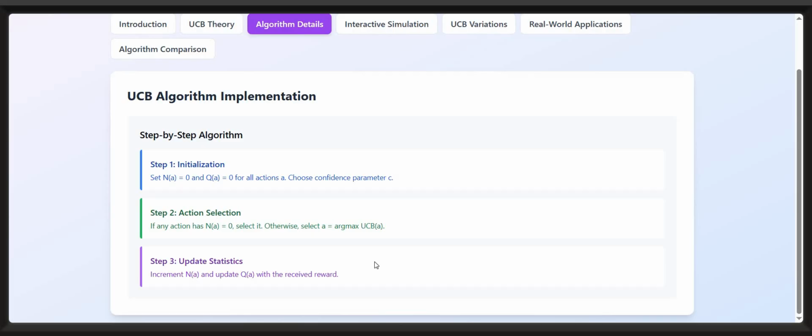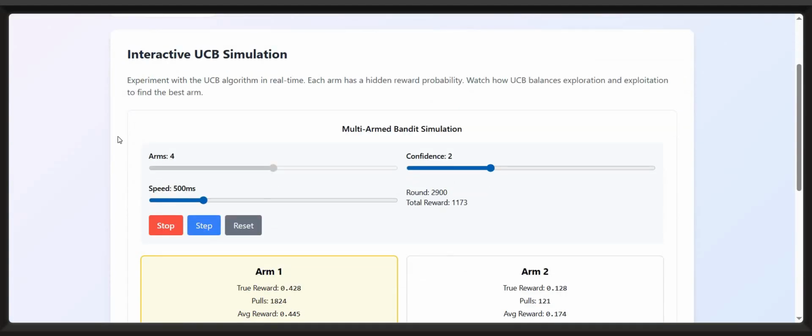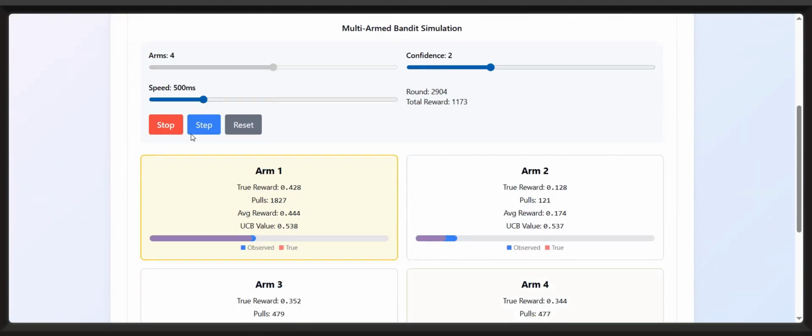Once we pull an arm and observe a reward, we update the stats. That means we increment NA and we update QA, usually with a moving average, or more generally we recalculate the average reward for that arm. And let's see what's happening in this part, and reset and start.